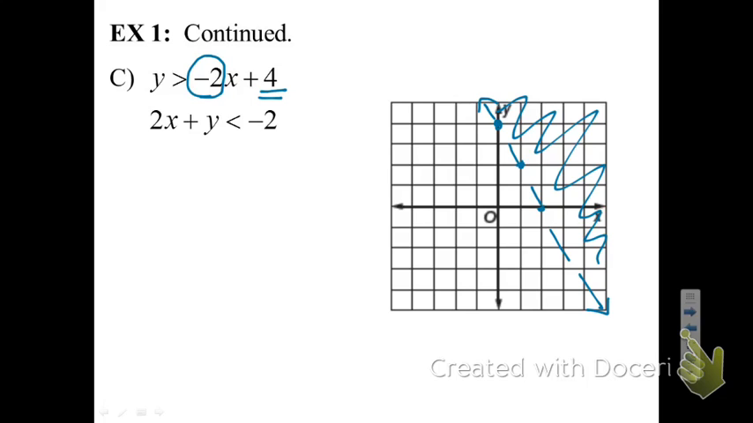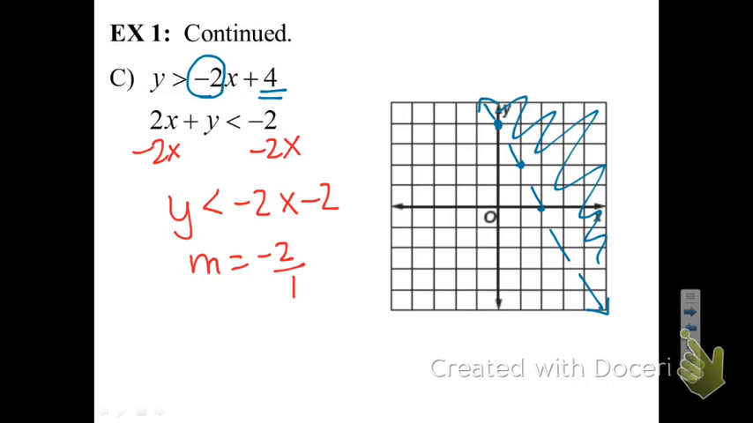For the second line, you are going to have to solve for y. So to solve for y, we subtract the 2x from both sides. So y is less than negative 2x minus 2. Our slope is negative 2 over 1. Our y-intercept is negative 2.